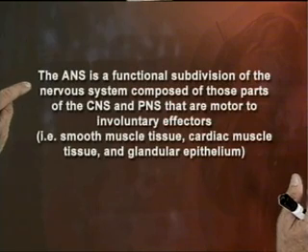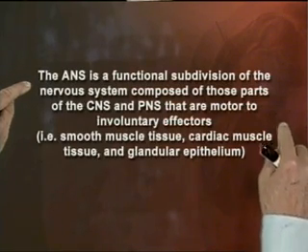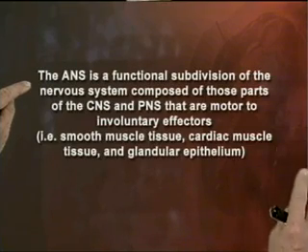I know we've harped on it, but I just want to make sure you understand. Once you say central nervous system and peripheral nervous system, that's all the nervous system that there is, but we can talk about a subdivision within those, and that is the autonomic nervous system.